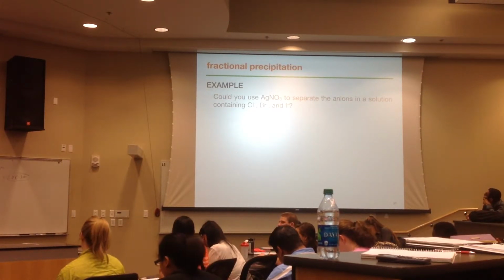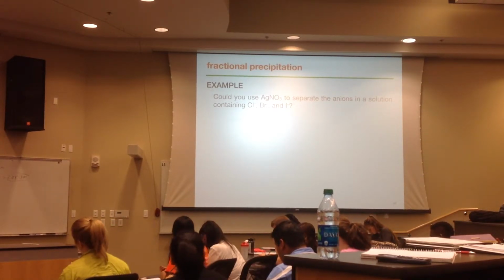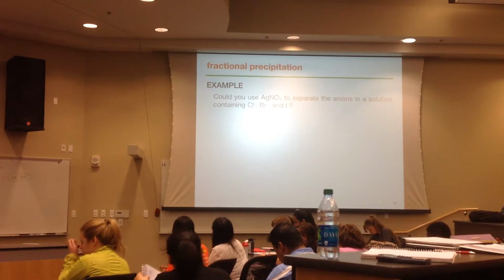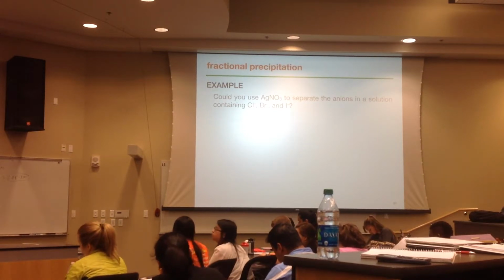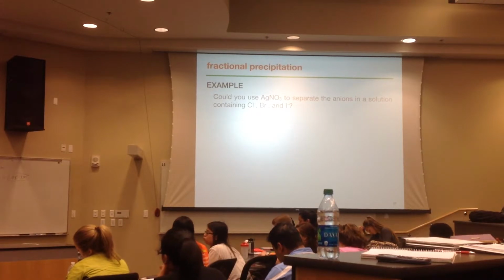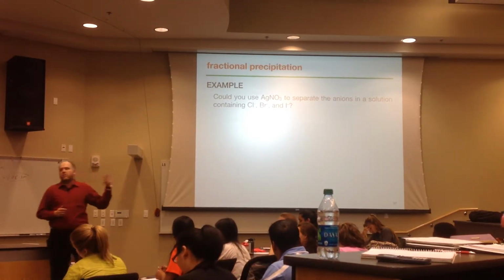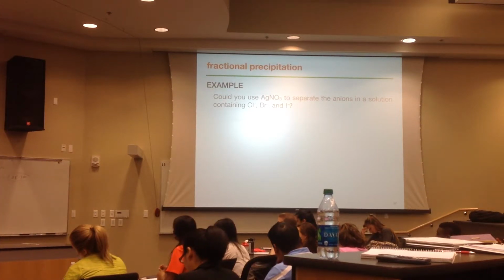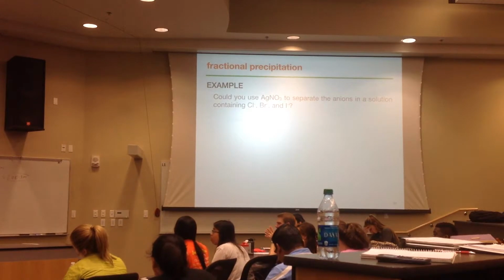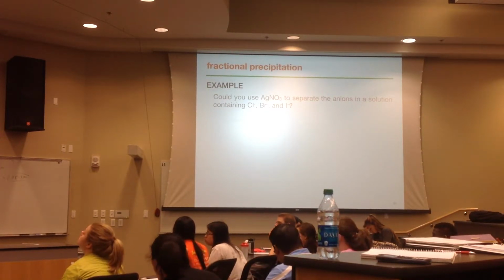So, question. Can I use silver nitrate to separate the anions in a solution that contains chloride, bromide, and iodide? Well, let's go back to the solubility guidelines. Silver nitrate is obviously soluble because nitrates are soluble. Halogens are soluble except for silver, mercury, and lead, meaning that Gen Chem 1 says, no, we can't, because all 3 of these things are going to precipitate.